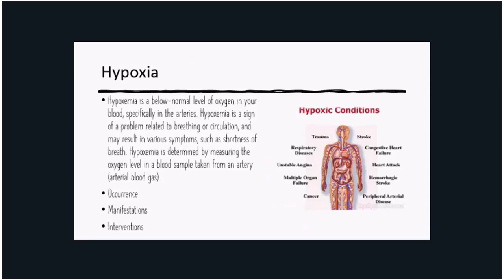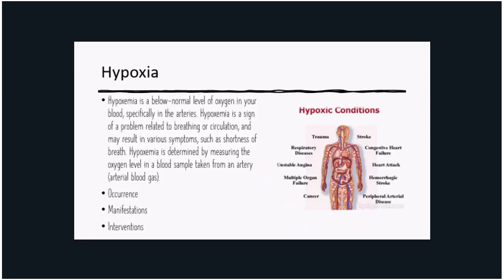So hypoxemia is a sign of a problem related to breathing or circulation and may result in various symptoms such as shortness of breath. And hypoxemia is determined by measuring the oxygen level in a blood sample taken from an artery via the arterial blood gases. So the occurrence of hypoxia or hypoxemia can occur immediately up to 48 hours post-procedure.